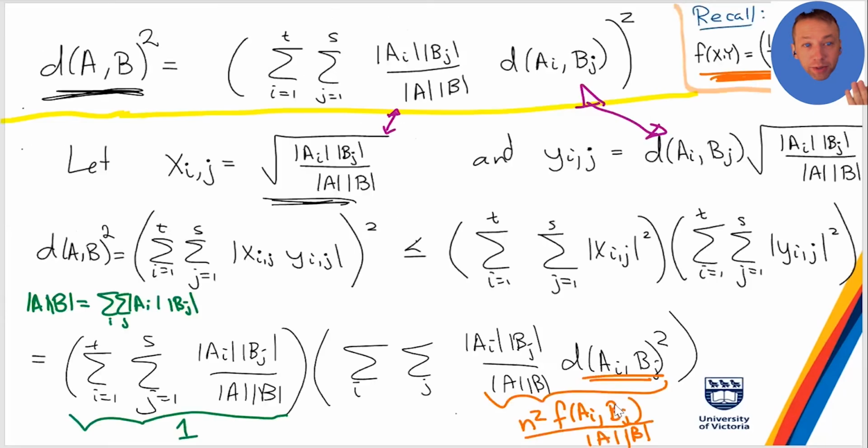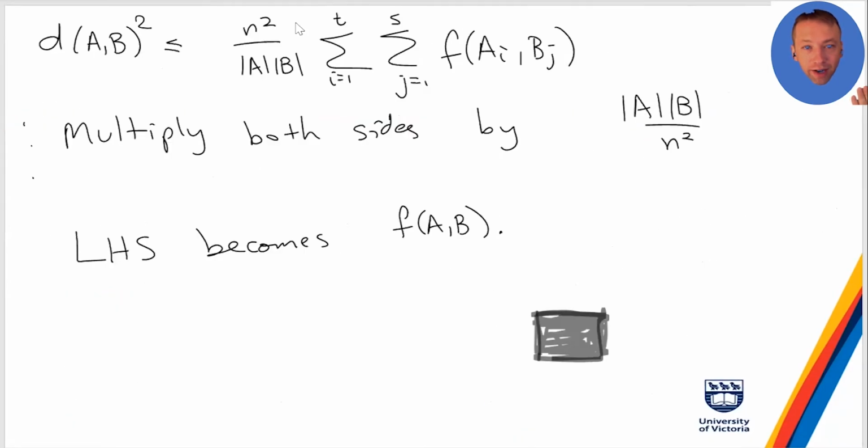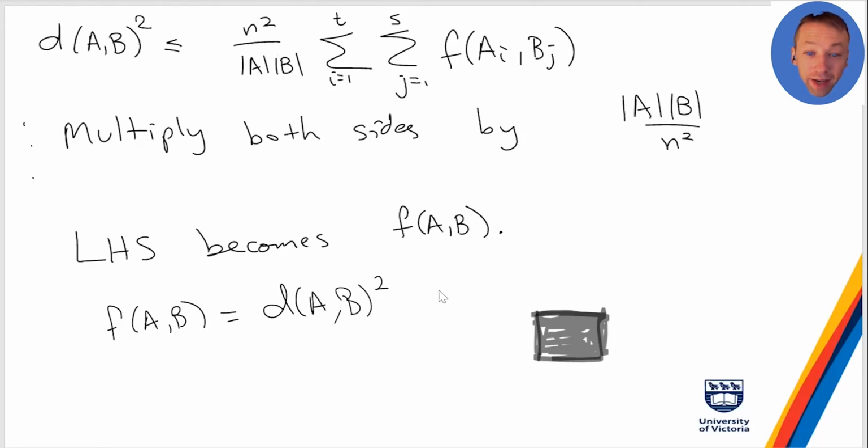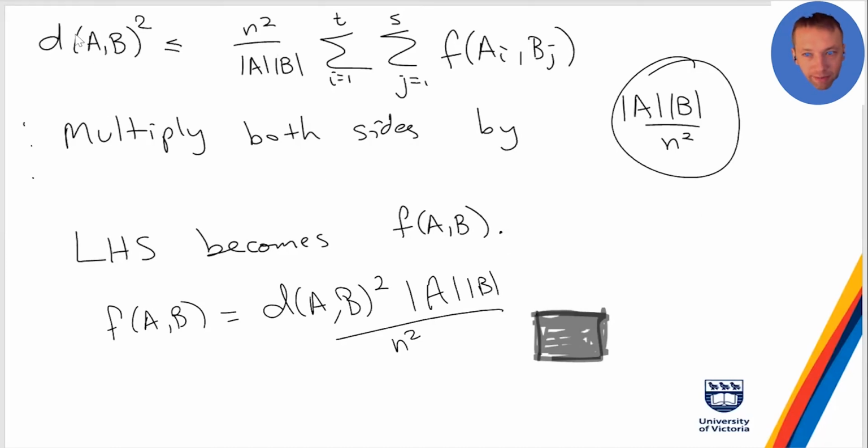Now I multiply both sides by a times b over n squared. So the left hand side just becomes f(a,b), because f(a,b) is the density squared times a times b over n squared. So if I multiply by this on both sides, that cancels, and I'm left with f(a,b) at most this sum, which is what I wanted.